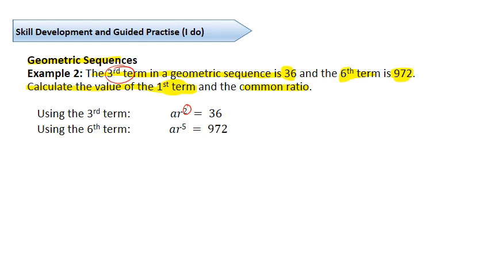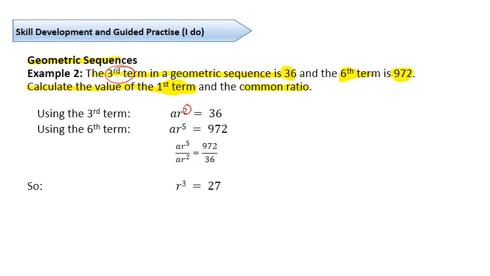What I can do is use a process called elimination, or solving a simultaneous equation by elimination. And what I can do is find the ratio of those two terms. I can do AR to the power of 5 divided by AR squared. If I do that, I will get AR to the power of 5 divided by AR to the power of 2 equals 972 divided by 36.